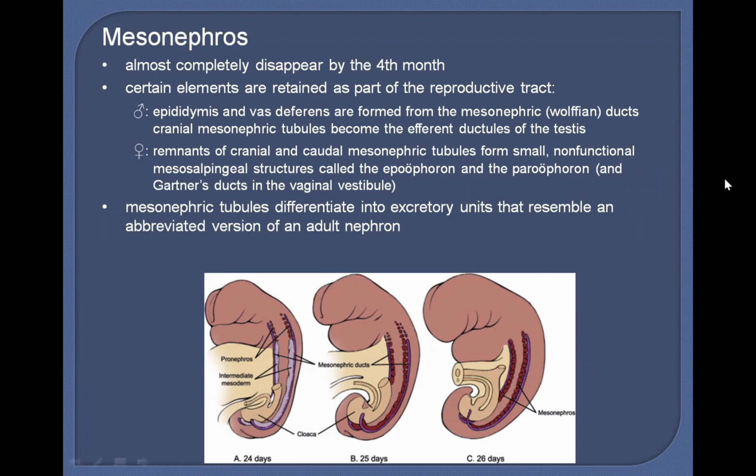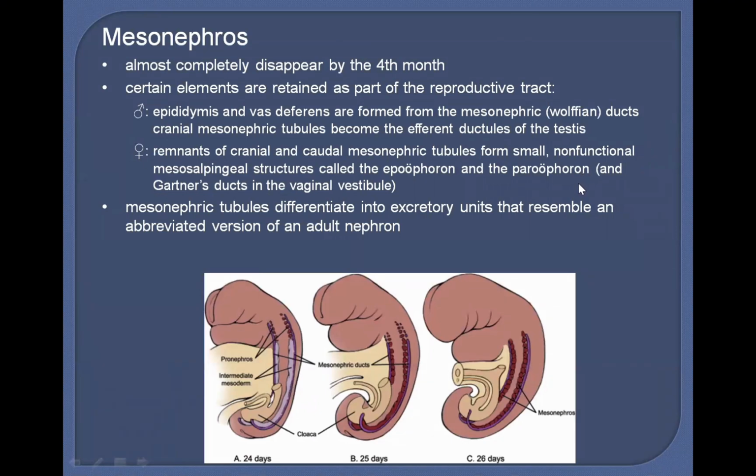Mesonephros, it disappears almost completely by the 4th month. Certain elements are retained as part of this tract. In males, epididymis and vas deferens are formed from the mesonephric ducts or Wolffian ducts. Cranial mesonephric tubules become the efferent ductules of the testis. That is on the cranial side.